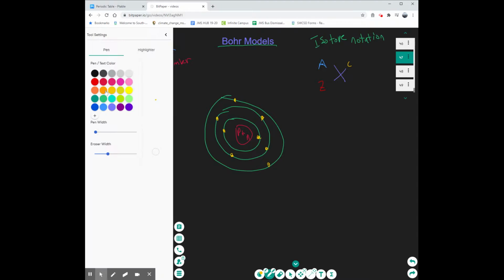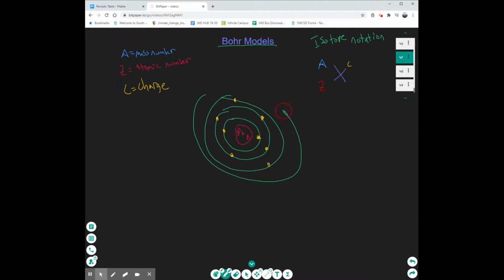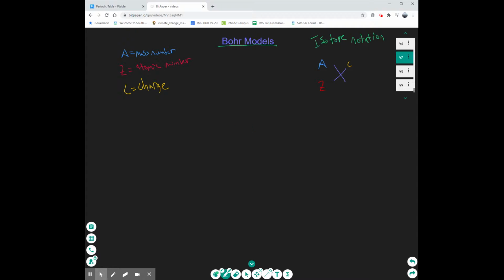So the idea is that you could have more energy shells. The bigger the atom is, the more of these shells it theoretically has and the more electrons it can hold and house. So let's just get rid of all of that, because that's how you do a Bohr model.